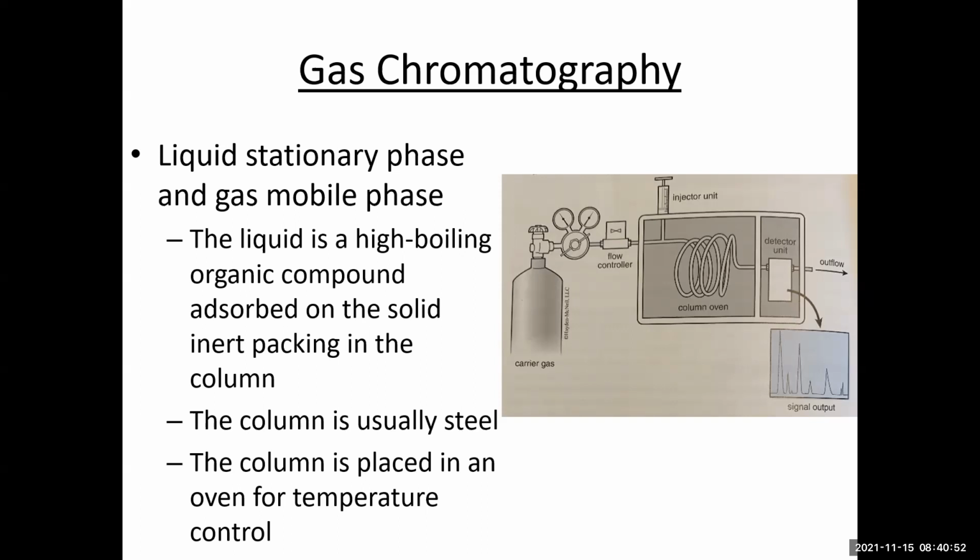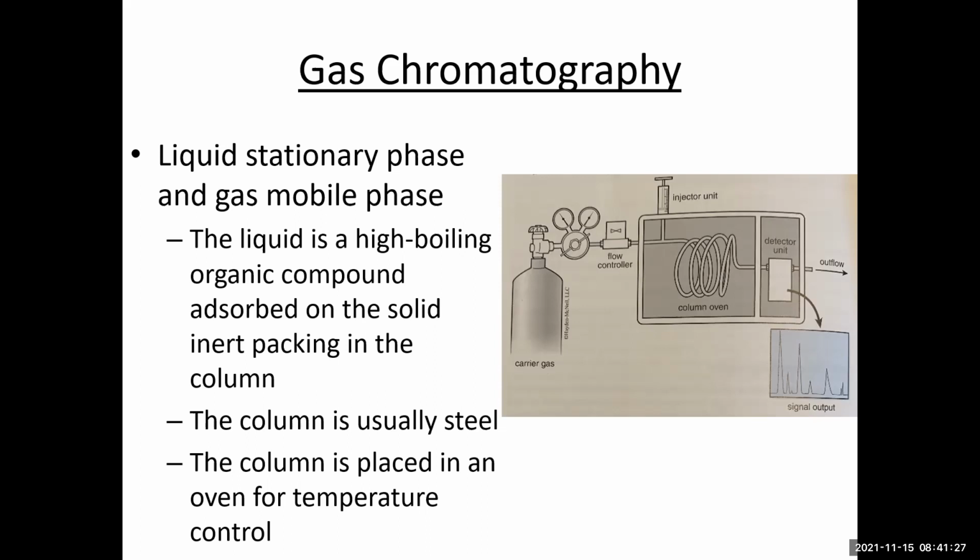So with gas chromatography, we typically have a steel column, and it's placed in an oven in order to maintain a uniform temperature. And interestingly, in this type of chromatography, it's a little bit different from TLC and column chromatography in that the stationary phase is not a solid, it's a liquid. And the mobile phase is not a liquid, but it's a gas, right? So that's a little bit different from our previous types of chromatography.